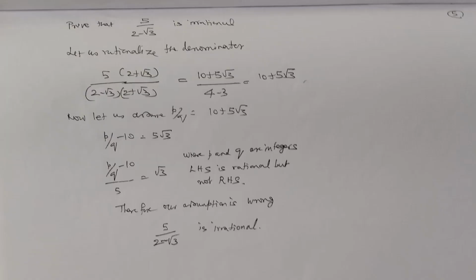Now assume p/q = 10 plus 5 root 3. p/q minus 10 becomes 5 root 3. Then (p/q minus 10) / 5 = root 3. This contradicts our assumption, because on the left hand side we have a rational number, and on the right hand side we have only root 3. Therefore, 5 / (2 minus root 3) is irrational.